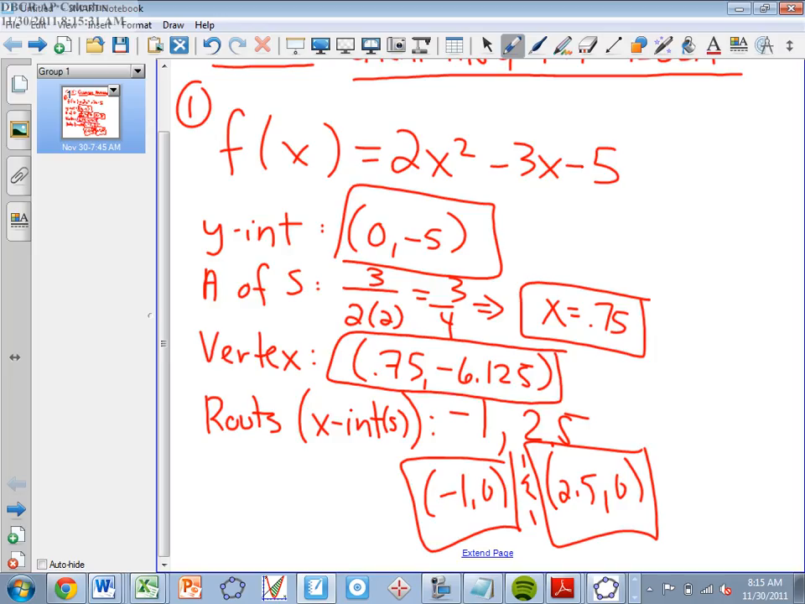Again, if you're having trouble, make sure you're doing your order of operations correctly. You must square first, then multiply by 2, then subtract the quantity 3 times 0.75, then subtract 5 at the end. Okay, order of operations.